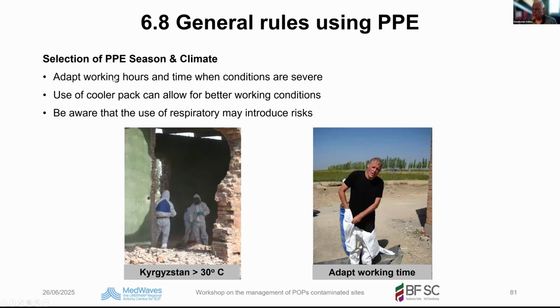Selection of PPE in season and climate: adapt working hours and time when conditions are severe. Use cooler packs, which can allow for better working conditions. Be aware that the use of respiratory protection may introduce risk. So here, this is Kyrgyzstan. It was above 30 degrees Celsius. Here I was having a heat stroke. I did not pay attention, and here I was not controlling myself anymore. So it's very important to be aware of the risk that is introduced by using this very uncomfortable PPE, because you can easily get a stroke in warm conditions.